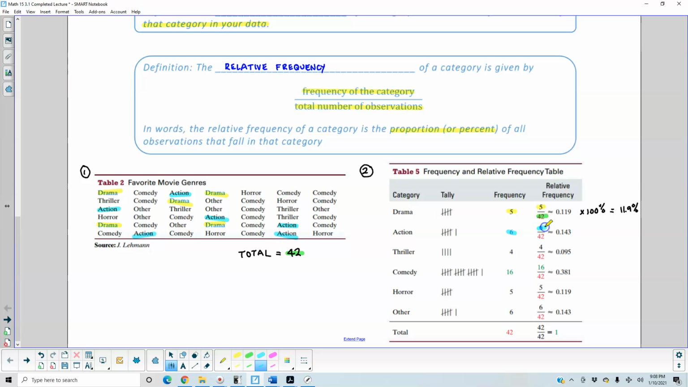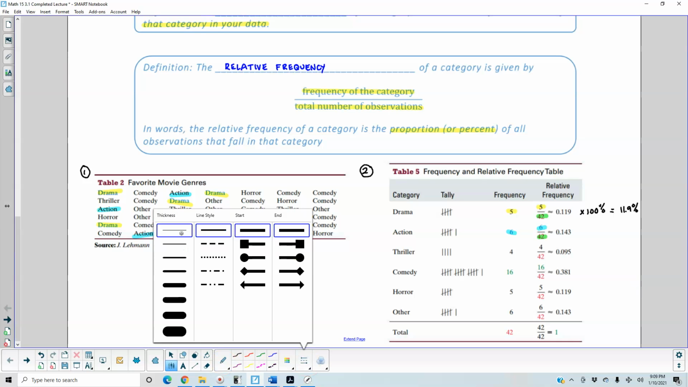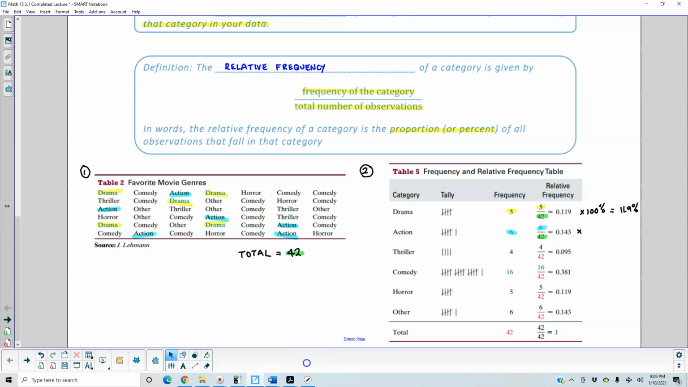And again, we're going to take that number 6, which is our frequency. We're going to divide it by the total, so we get 6 over 42, which gives us approximately 0.143. Now again, that is a proportion. And if we wanted to convert it again to a percent, we would multiply that by 100% to get 14.3%. So we can say that for the category of drama, there is 11.9% in this table. And for action, there's 14.3%.